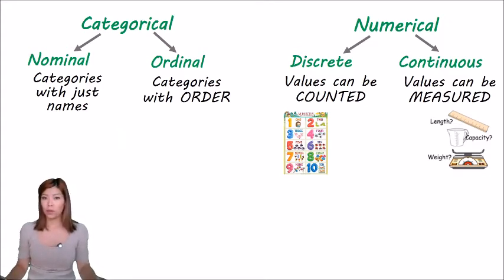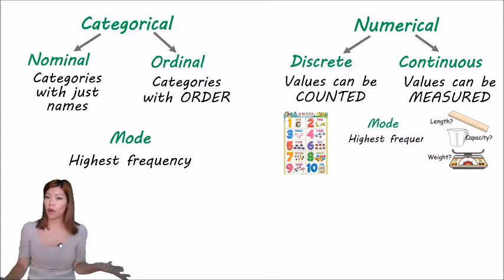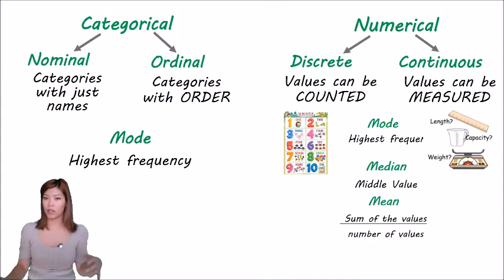Now, if you are looking at nominal or ordinal data, so just categories, you can only look at what's most popular, what's chosen the most, and that is the mode. When you're looking at numerical data, of course you can look at what was chosen the most, like the most popular shoe size was size 7, for example. But because they're numbers, you can also work out the median, which is the middle number, the mean, which is adding up all the numbers and dividing by how many numbers there are, and also the range.